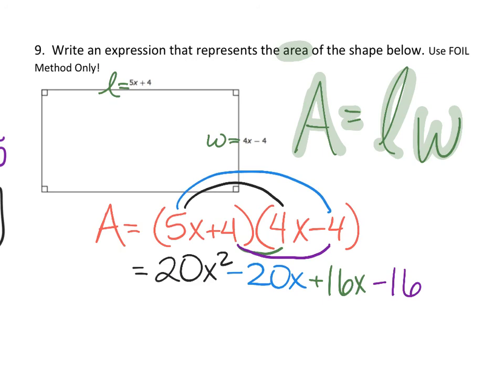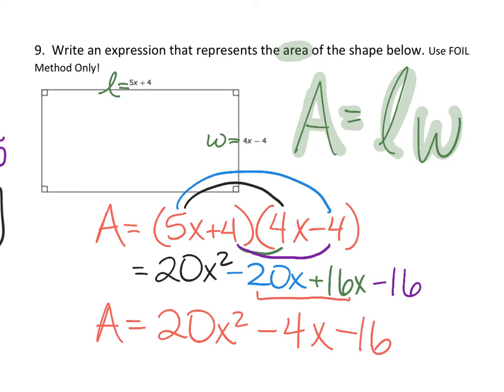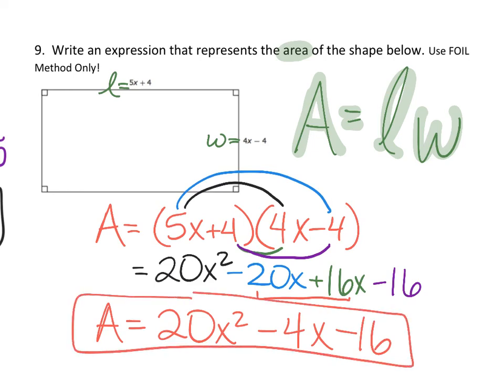Where are my like terms in this simple FOIL problem? In the middle. So I'm going to add those together, and I'm going to say that my area is 20x squared minus 4x minus 16. That's the area represented by this rectangle.